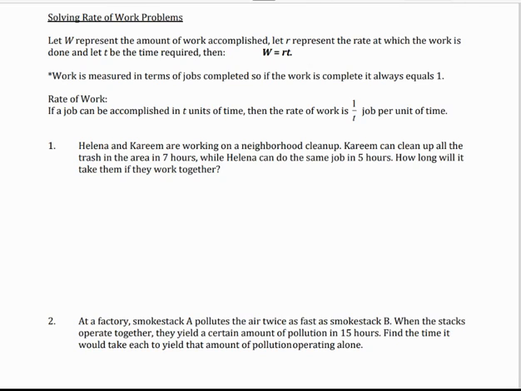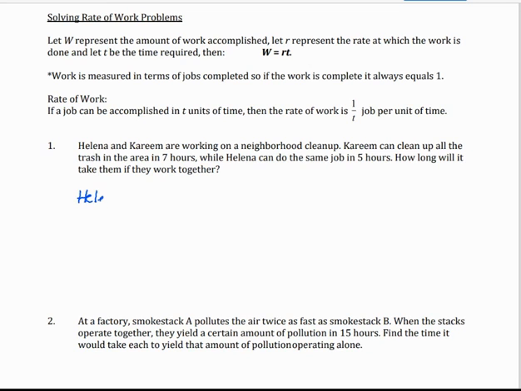So we can set these problems up in a variety of ways, but I'm going to organize it based upon each person. So for Helena, we know her rate is going to be 1/5. The reason for that is because she can do the job alone in 5 hours. So that means in 1 hour, she gets 1/5 of the job complete. Now, how long she's working for, we don't know. She's not actually working for 5 hours today because that's when she does it alone. She's working with Kareem. So we don't know her time.